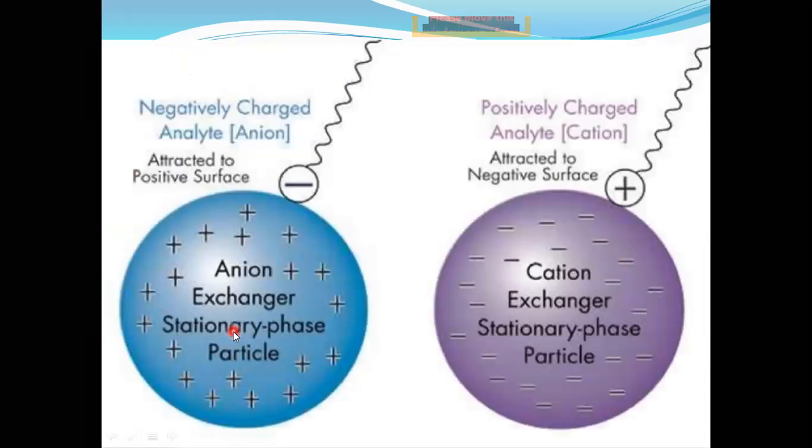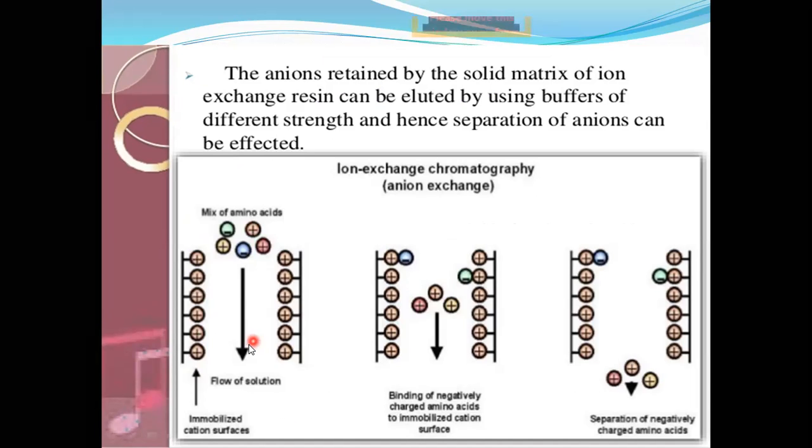Here, this is cation ion exchange, and this is anion exchange. This is our immobilized cation exchange surface. This cation will be exchanged with this cation. Due to electrostatic force, there is binding of negatively charged amino acids to the immobilized cation surface. So this cation surface binds with anions through electrostatic force.